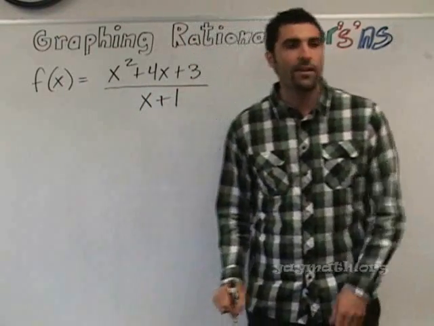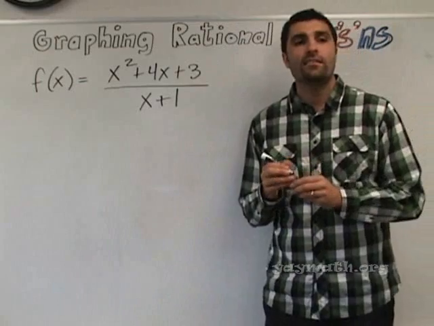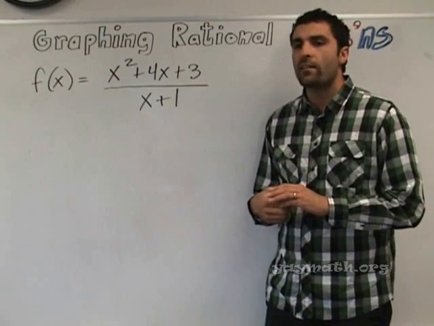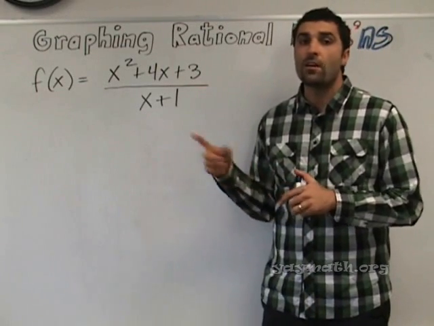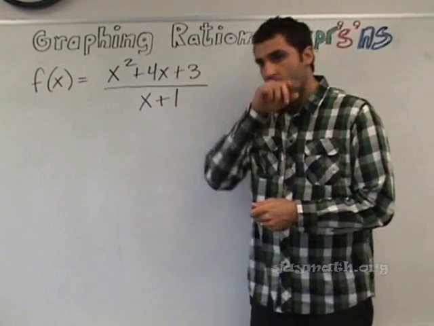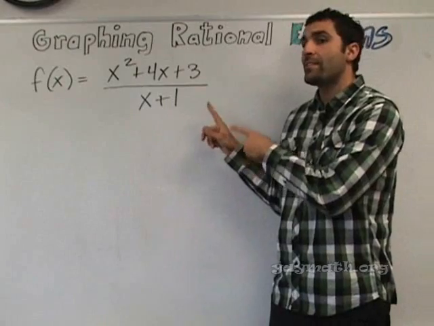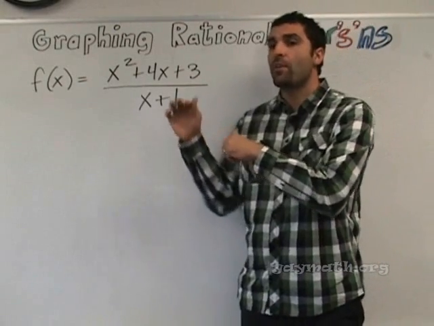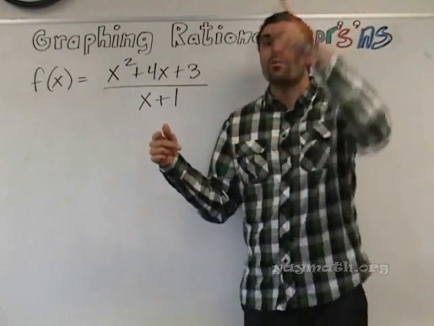So this is what I said. It's tempting to say that the vertical asymptote is at negative 1, where the bottom is 0. It's tempting to say, but it's not an asymptote. It's just a point that's not allowed. Let's find out why.